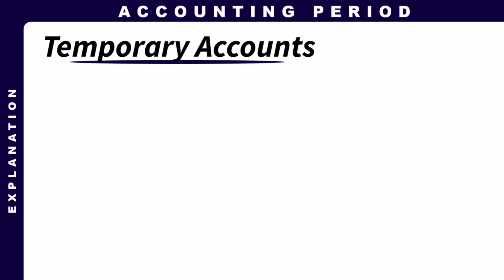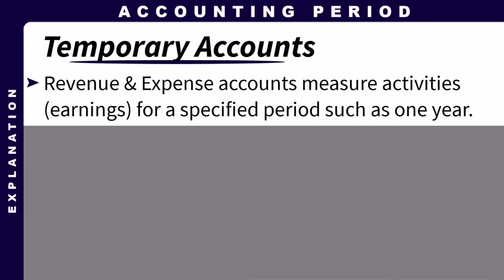When discussing the 5 classifications of financial accounts, that is asset, liability, equity, revenue, and expense, we did not specify which accounts are temporary accounts and which ones are permanent accounts. So, among these 5 financial accounts, revenue and expense accounts measure activities in terms of earnings and expensed costs for a specified period, such as a year, a quarter, and so on.